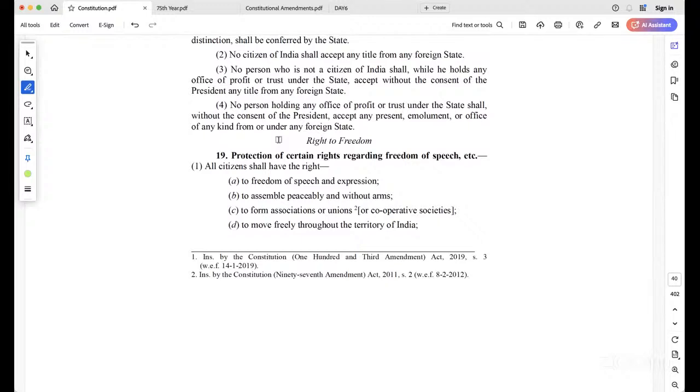Okay, I have a doubt. What is constitutional right? So, you tell me what is the difference between a fundamental right, constitutional right, and legal right? Okay, what is the difference between legal rights and constitutional rights? What are legal rights?